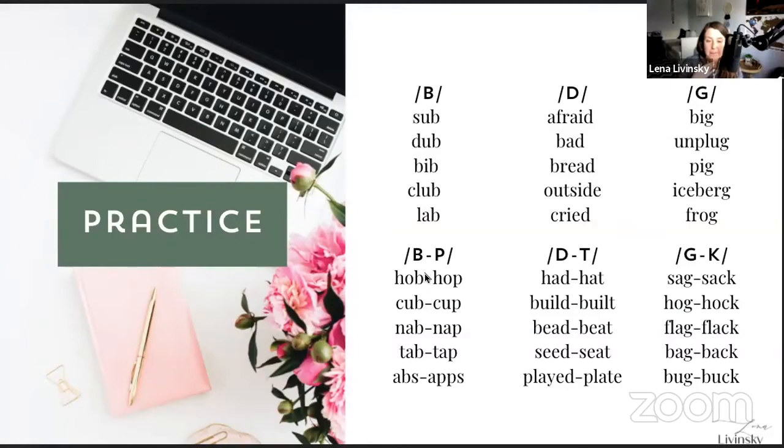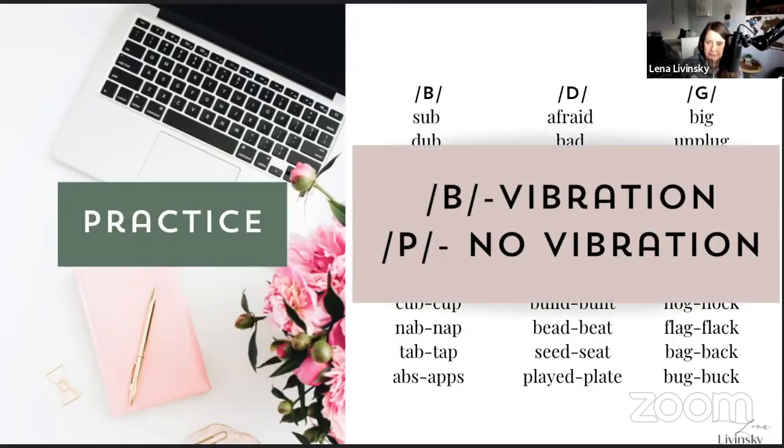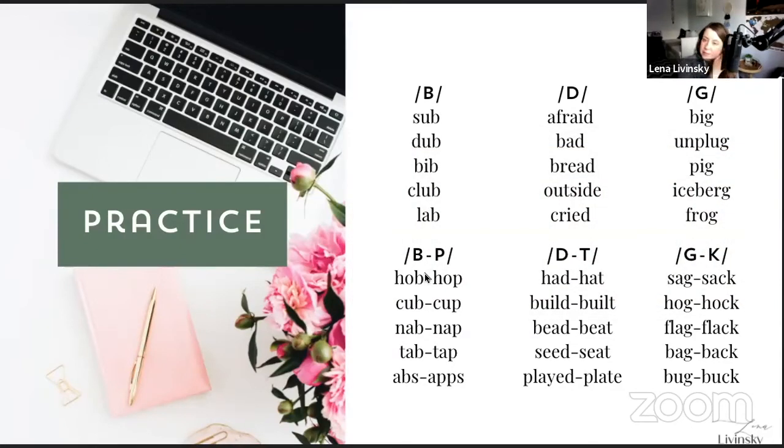So it's hob, hop, cub, cup, nab, nap, tab, tap, abs, apps, right? So for the p, I didn't feel the vibration because it's unvoiced, but the b, I felt my vocal folds vibrating right here, my throat. So this might be helpful to you if you don't necessarily hear it with your ear yet. But the more you practice, the more you pay attention to the sounds, you'll be able to hear them more clearly. Now let's do the d.